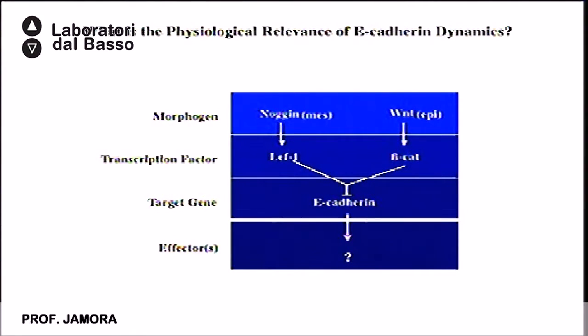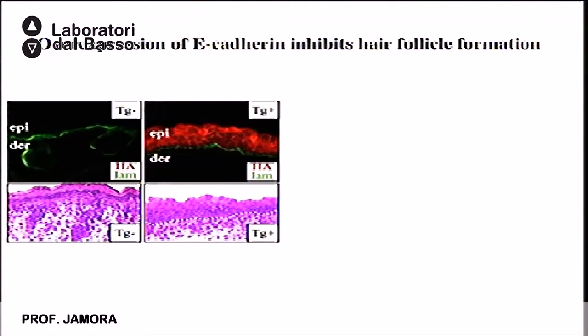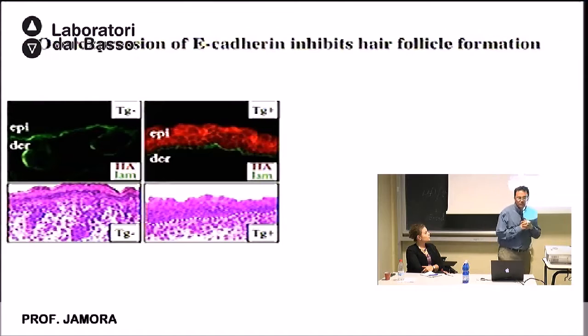Okay, so I won't ask the question. One way of testing the function of this downregulation of E-cadherin is to say, what happens if you elevate the levels? What would happen if you prevent that downregulation? So I generated a transgenic mouse that overexpresses E-cadherin throughout the epidermis, okay?